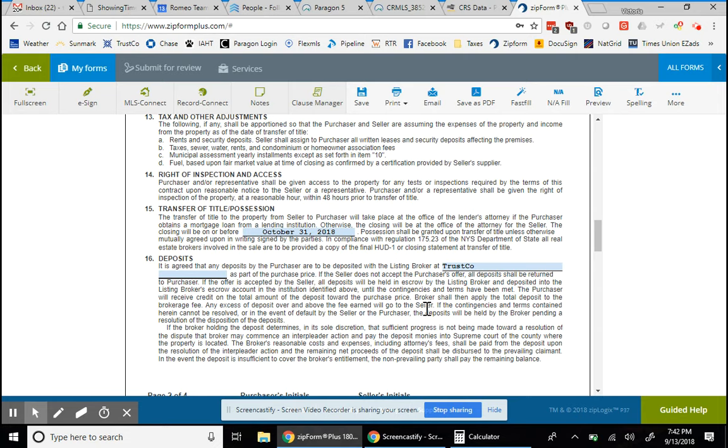Any date can be changed. All we need is a letter in writing from both brokers and both attorneys, and we can adjust the dates as needed. As long as everybody's moving forward in a good faith manner to hit these dates, you're going to be fine.